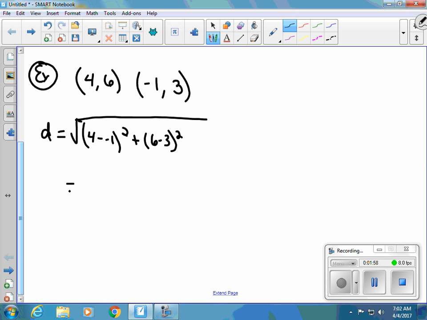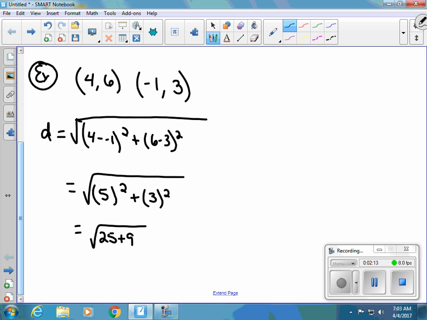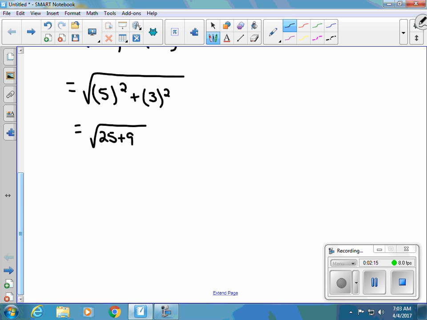All right, so realistically, that's 5 squared plus 3 squared, still underneath the square root. So we've got 25 plus 9, still underneath the square root, which gives us the square root of 34.